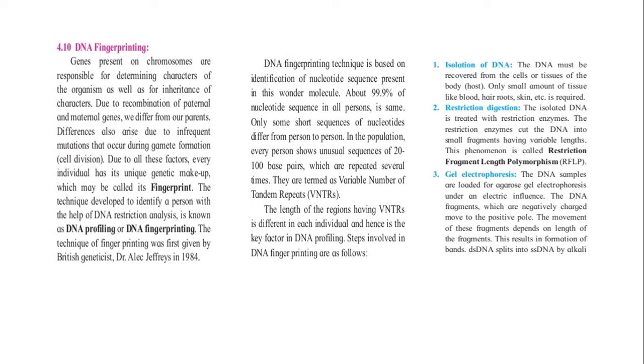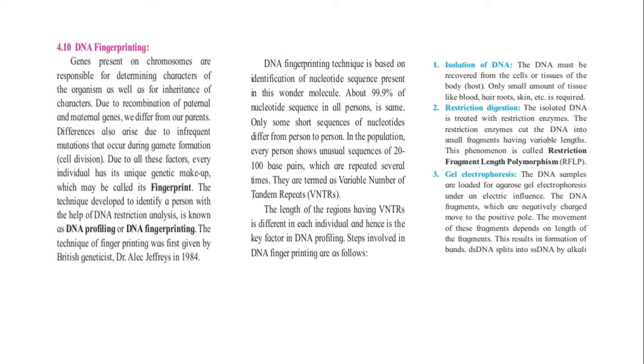Difference also arises due to infrequent mutation that occurs during gamete formation. Due to all these factors, every individual has a unique genetic makeup, which may be called a fingerprint. The technique developed to identify persons with the help of DNA restriction analysis is known as DNA profiling or DNA fingerprinting. The technique of fingerprinting was first given by British geneticist Dr. Alec Jeffreys in 1984.